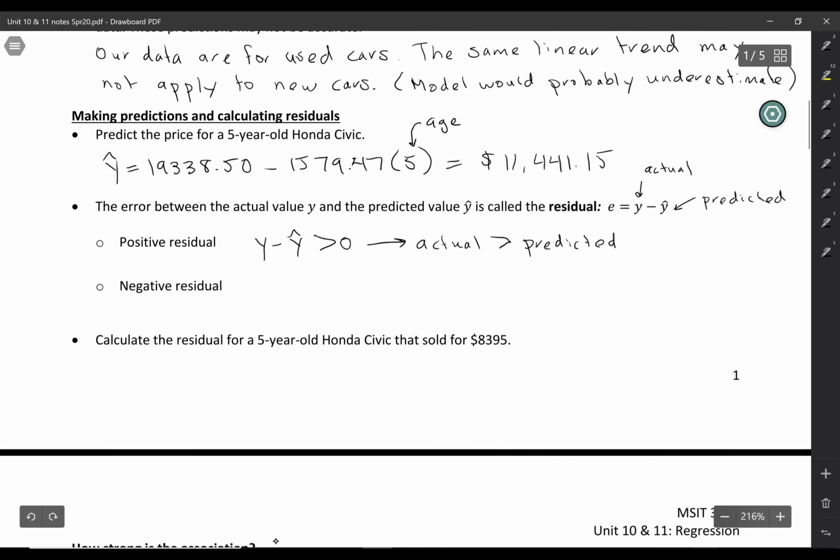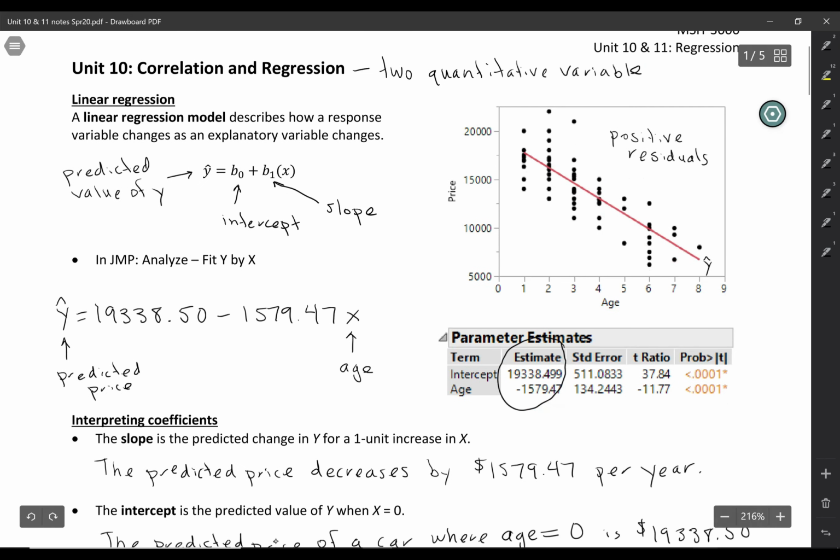On the other hand, if y minus y hat is less than 0, that's saying that your actual value is less than your predicted value. So if we look at all of these cars where the actual price was lower than predicted, all of those are going to have negative residuals.